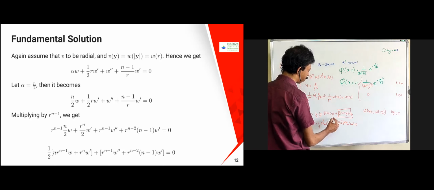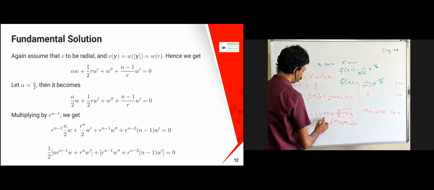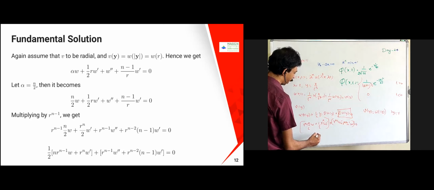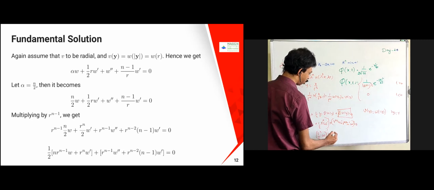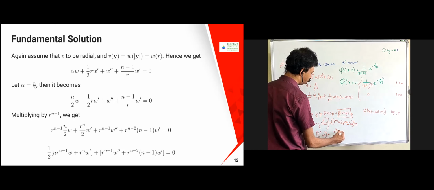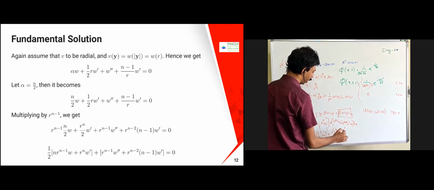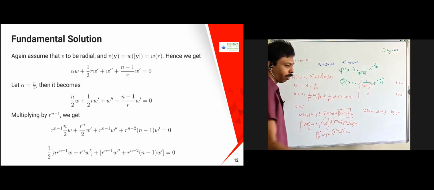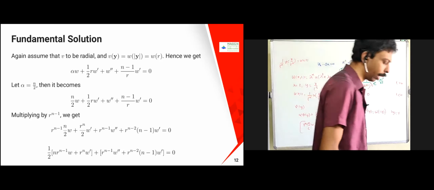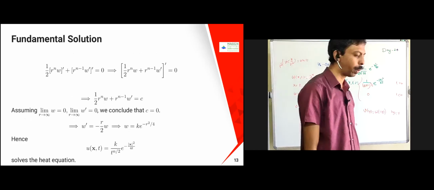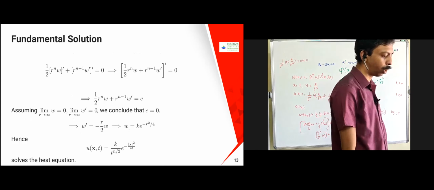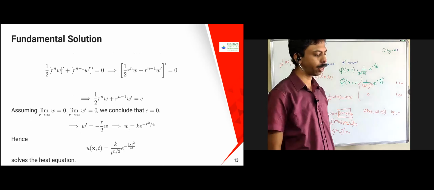So if you take these two terms together, and these two terms together, what you are going to get is r power n by 2 into W dash, plus r power n minus 1 W dash, the whole dash. So I can put this over here. What you are going to get is 1 by 2 r power n W plus r power n minus 1 into W dash, whole dash, and that is equal to 0.